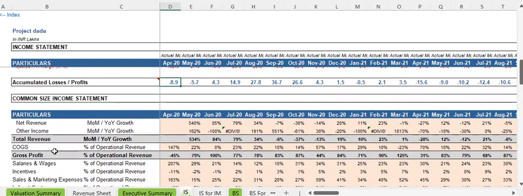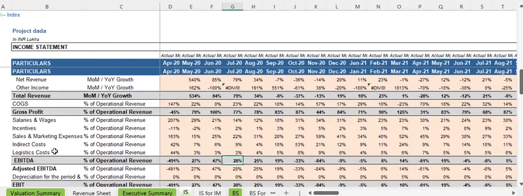So it's accumulated loss, and some other things are there. Then we have the common size statement for this. The net revenue is increasing by 50%, 38%, so this is the decreasing rate as a percentage of revenues. Then we have the other income, and then the costs, which are a percentage of the total revenue. Then we have the salaries and wages, their growth, incentives and other expenses.